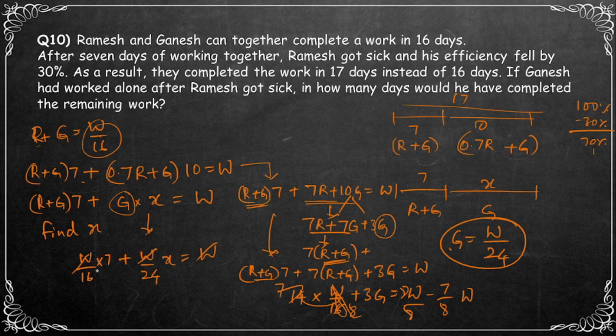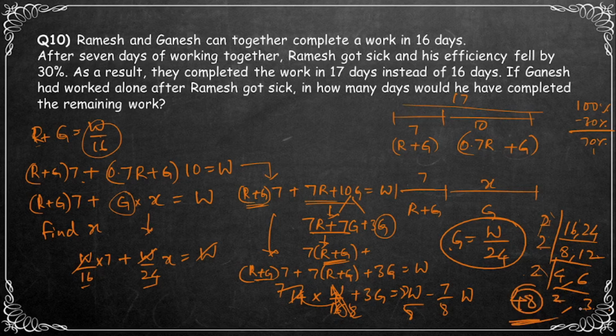So w is common. Now the LCM of 16 and 24 we need to find, right? 16 and 24. So 2 8s are 16, 2 12s are 24, 2 4s are 8, 2 6s are 12, 2 2s are 4, 2 3s are 6, 2 2s are 4, 2 is 8, 8 twos are 16, 16 3s are 48. 48 is the LCM. So 16 into 3, 7 into 3, 24 into 2, 2 into x.